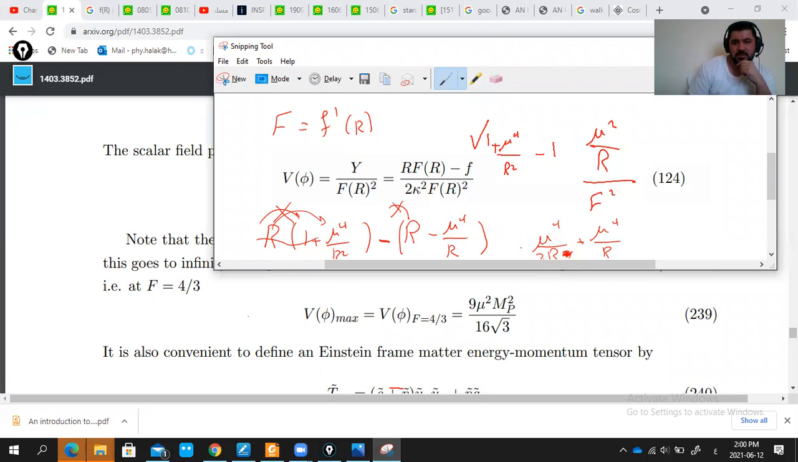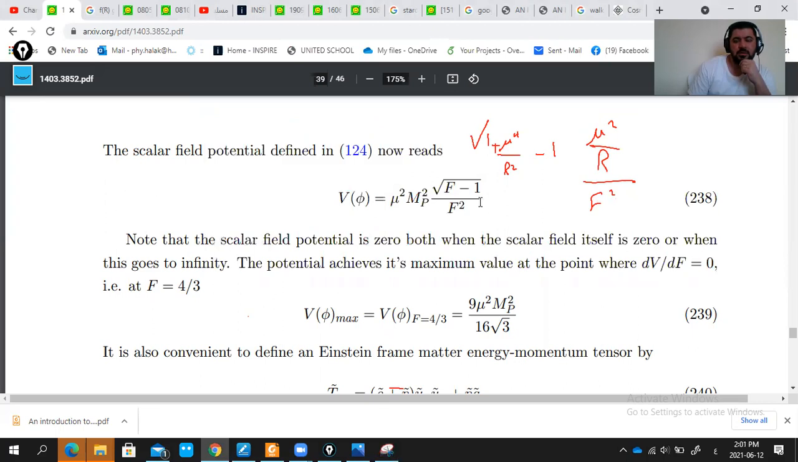Yes, like this. Then we have mu to the power 4 over 2R. Yes, and this is over 2, but why do we have the over 2 here? We don't have over 2 here, because we already have the 2 here. Yes, now it's easy.